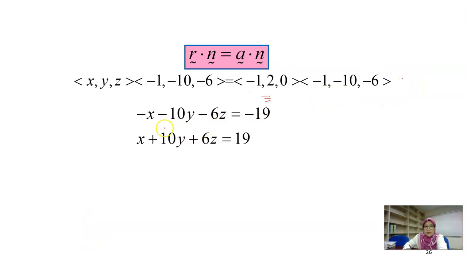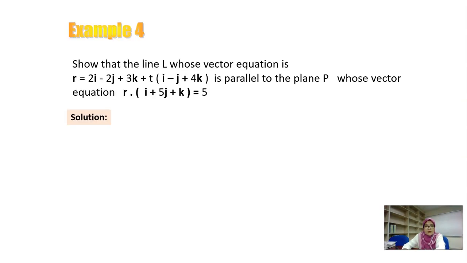Then we substitute and then find the dot product right and left side. Then you have this equation. Okay. Clear again? Alright, next. Show that the line whose vector equation, this is the equation of the line, is parallel to plane P whose vector r dot i plus 5j plus k equals 5.